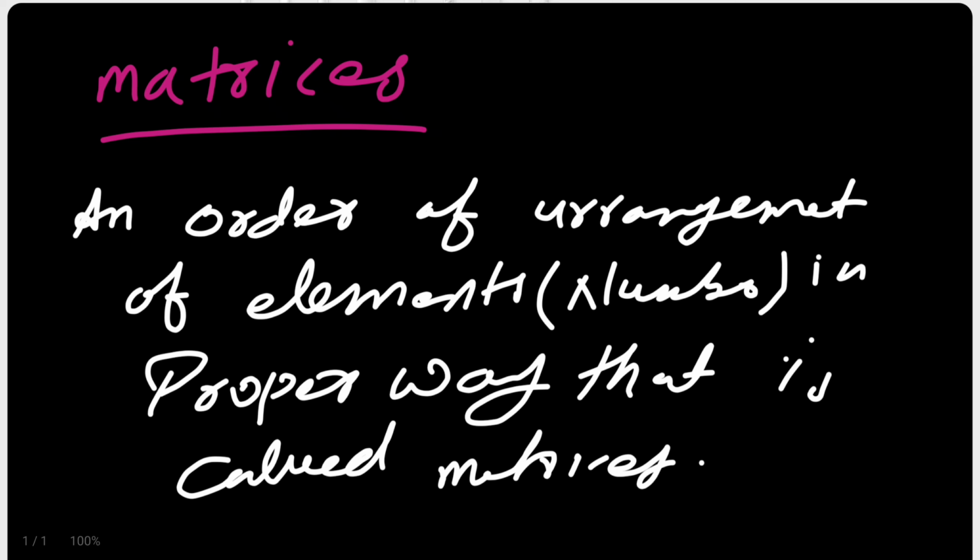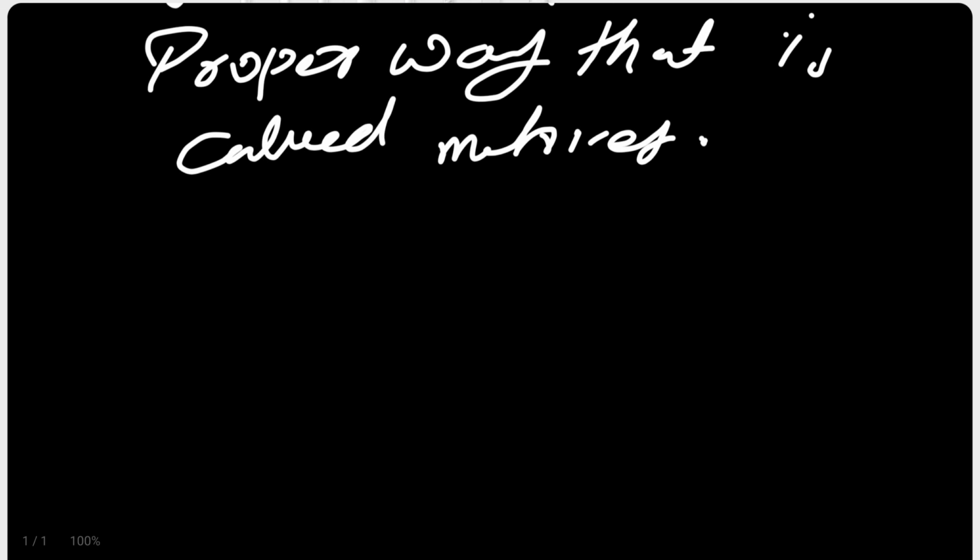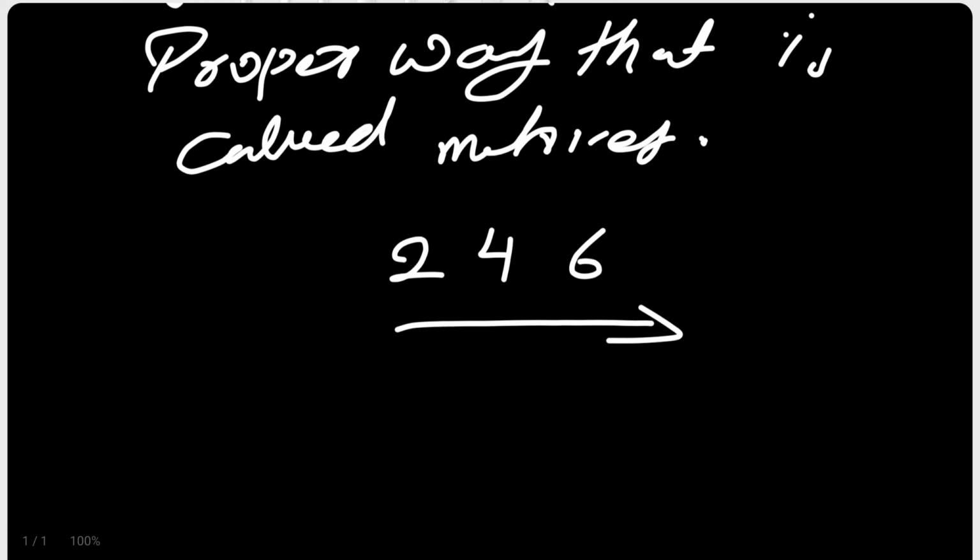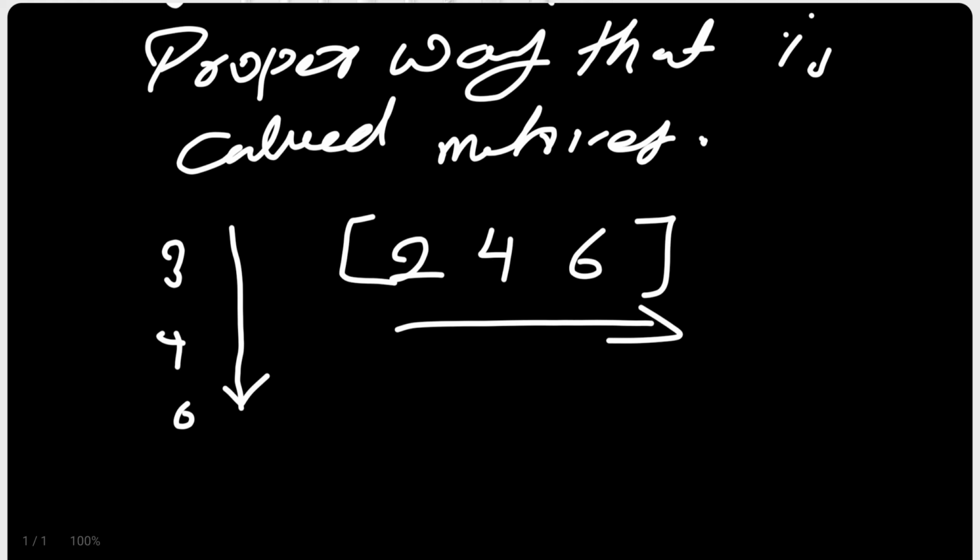Now suppose I give an example of a matrix. Suppose this is 2, 4, 6, in a proper way going that side. If I put these two brackets around it, this is our matrix. Suppose numbers like 3, 4 and 6 are arranged in this proper manner and I put brackets like that, then it is our matrix, right?